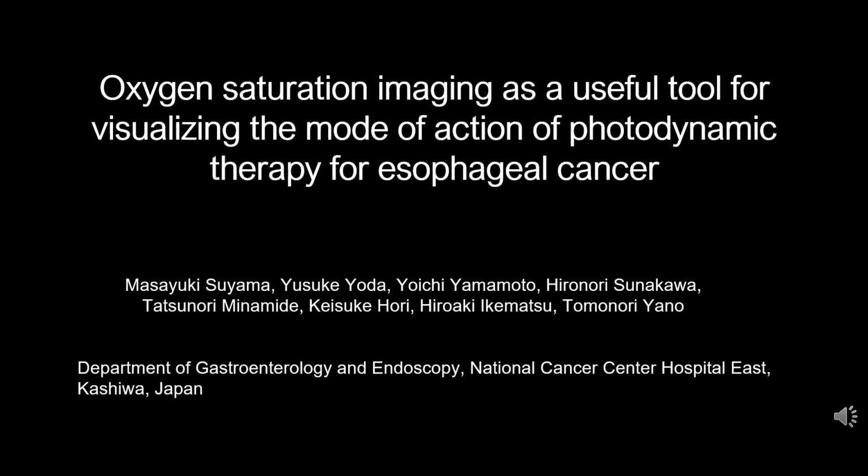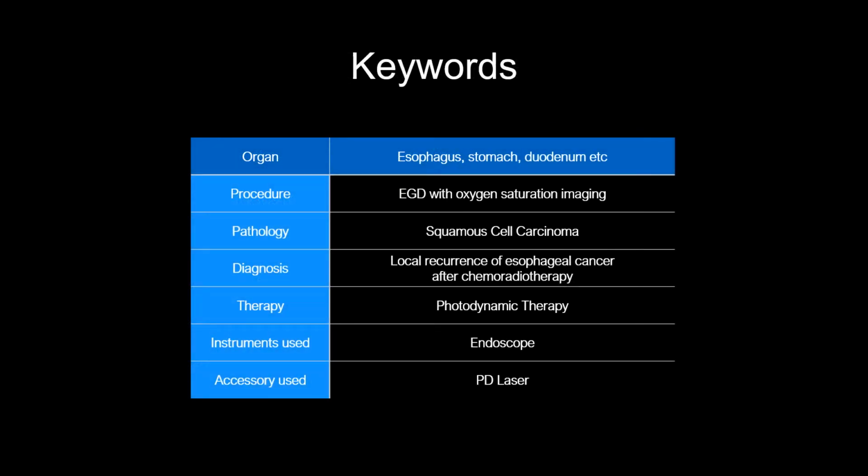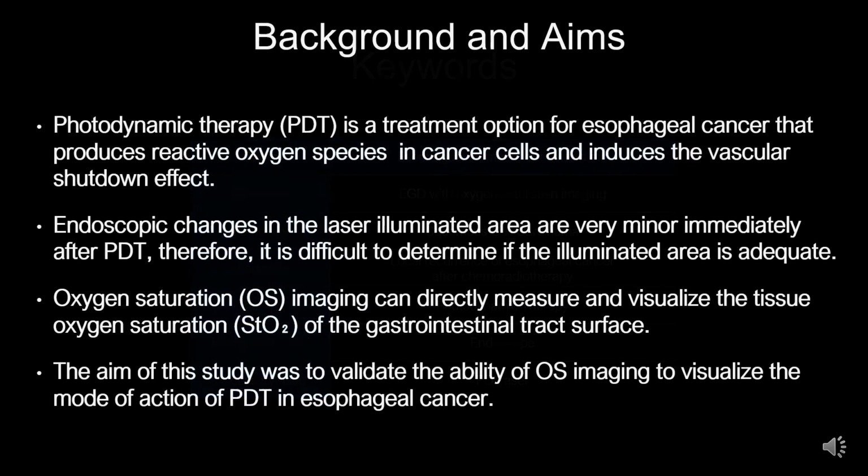Oxygen saturation imaging as a useful tool for visualizing the mode of action of photodynamic therapy for esophageal cancer. Photodynamic therapy, PDT, is a treatment option for esophageal cancer that produces reactive oxygen species in cancer cells and induces the vascular shutdown effect. Endoscopic changes in the laser illuminated area are very minor immediately after PDT. Therefore, it is difficult to determine if the illuminated area is adequate.